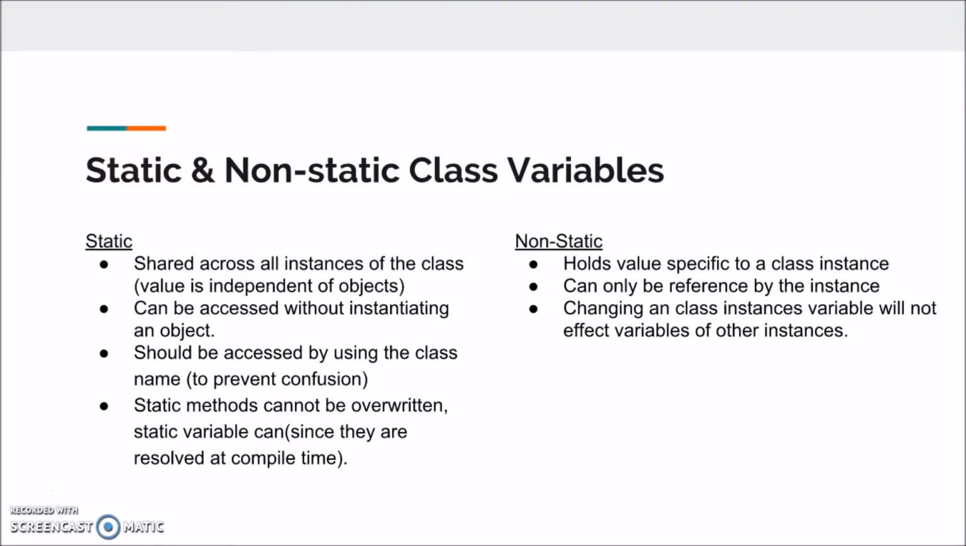If you access it by the instance, which can be done, it'll look like it's not a static member variable, when it is. So you want to be clear. Also, static methods cannot be overridden, because they are resolved at compile time.